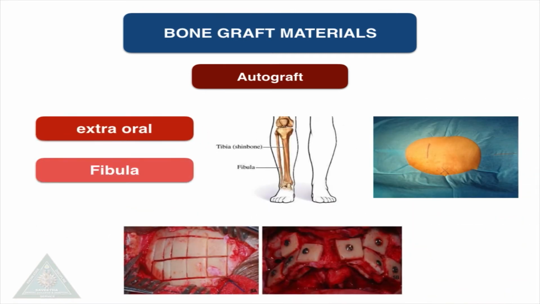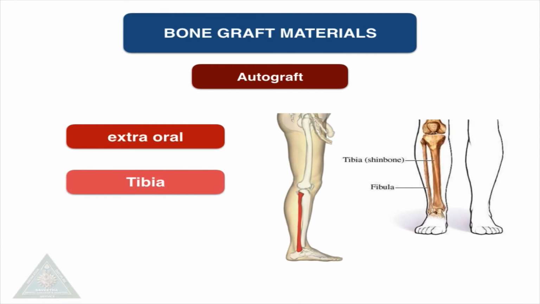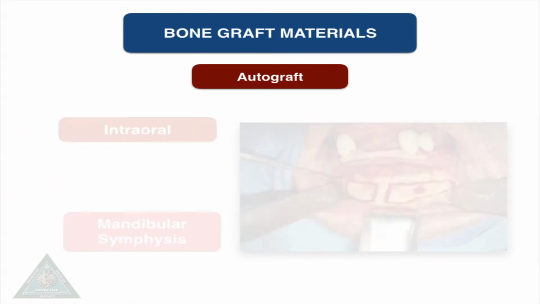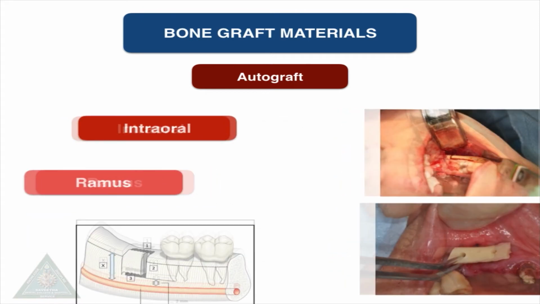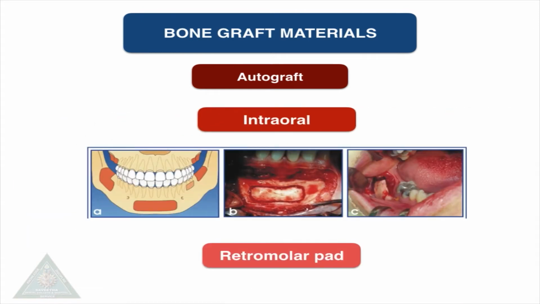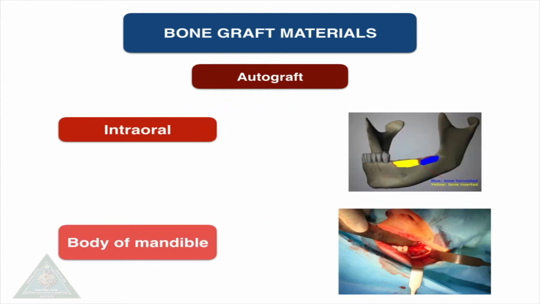And fibula, where a length of about 25 cm can be harvested, and this straight fibular bone can be made into multiple osteotomes which have to fit the contour of the maxilla and mandible. Tibia, which is also called the shin bone, is indicated when blood supply is severely compromised to the graft site, but this area is contraindicated in children and adolescents. Intraorally, the bone is harvested from the mandibular symphysis, ramus, retromolar pad, the chin area and the body of the mandible.